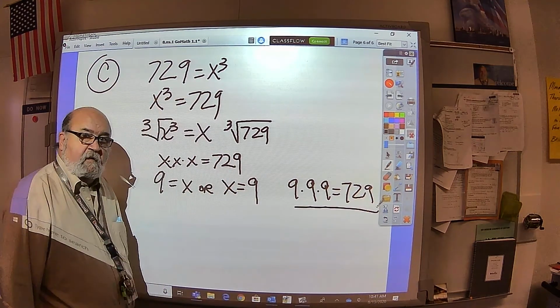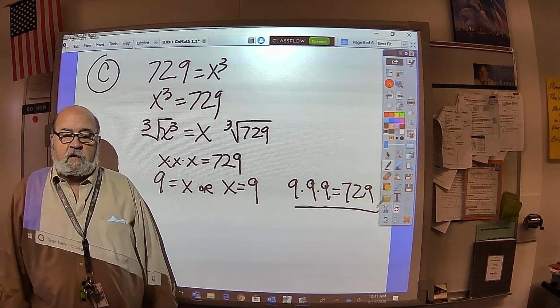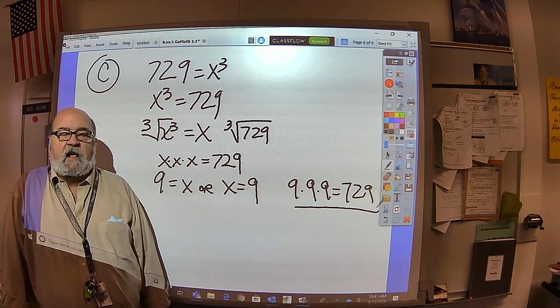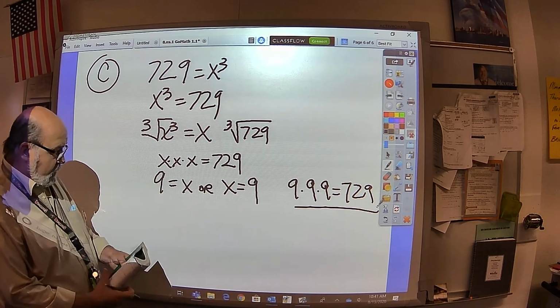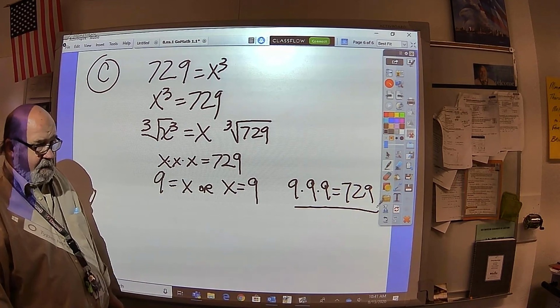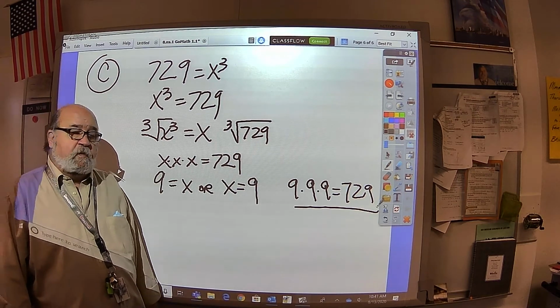True or false? Check it on your computer, your calculator in your hands, whatever you're going to do for this. You can do the cube root with a calculator. I'm a happy camper, and you should be too.